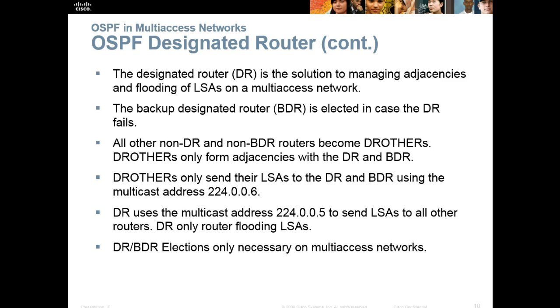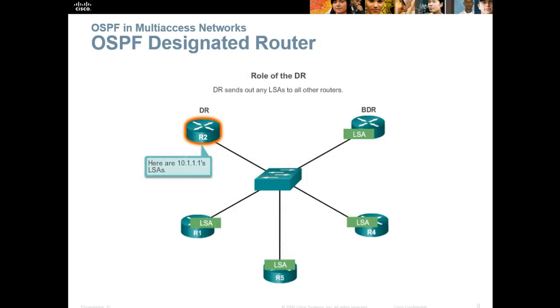And so all other non-DR and BDR routers become DR others. It looks like the word druthers, but it's designated router, other router. And they only form adjacencies with the DR and BDR. Now, let me come back here. You notice that we have a BDR, just one BDR, and then 3 DR others in this one here.